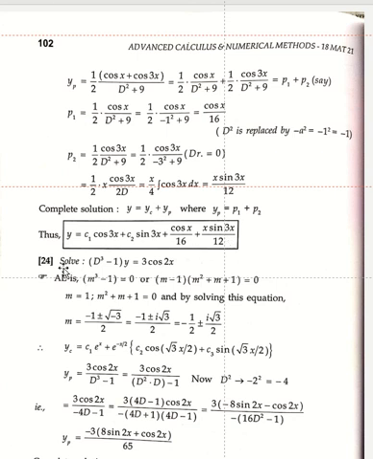Next, problem number 3. Solve (D cube minus 1) y is equal to 3 cos 2x. What is the auxiliary equation? M cube minus 1 is equal to 0.